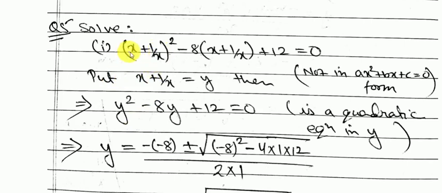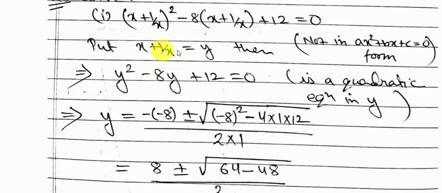Here you can see that this is also not in that form, ax square plus bx plus c. So what you do is, you can observe over here that this is x plus 1 by x, here also x plus 1 by x. So in place of x plus 1 by x, I can put y. So put y, then you get a quadratic equation in y. Solve for the value of y, then that y will be replaced by x plus 1 by x. Then you get the value of x. And you should check whether that value is satisfying this equation or not.